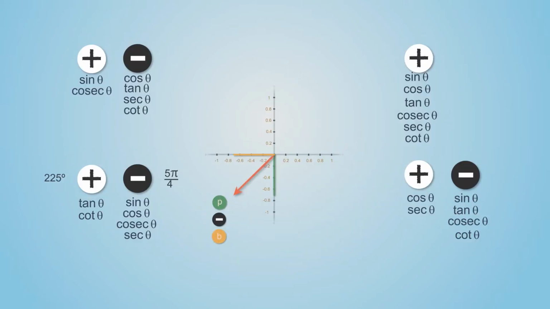Hence, for 5 pi by 4 or 225 degrees, which lies between pi and 3 pi by 2, that is the third quadrant, both p and b are negative. So, the value of tan 5 pi by 4 and cot 5 pi by 4 will be positive, while all other trigonometric ratios will be negative for this angle. It's quite easy, isn't it?